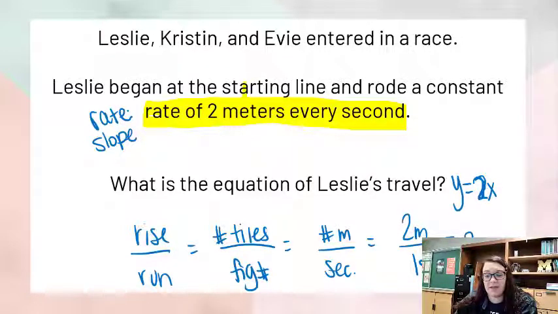Y equals 2x, and then usually we put a b here for the y-intercept. That's where you start at. The starting line is where she started. So she started where it said 0. So 2x plus 0, or I could write just y equals 2x for Leslie.